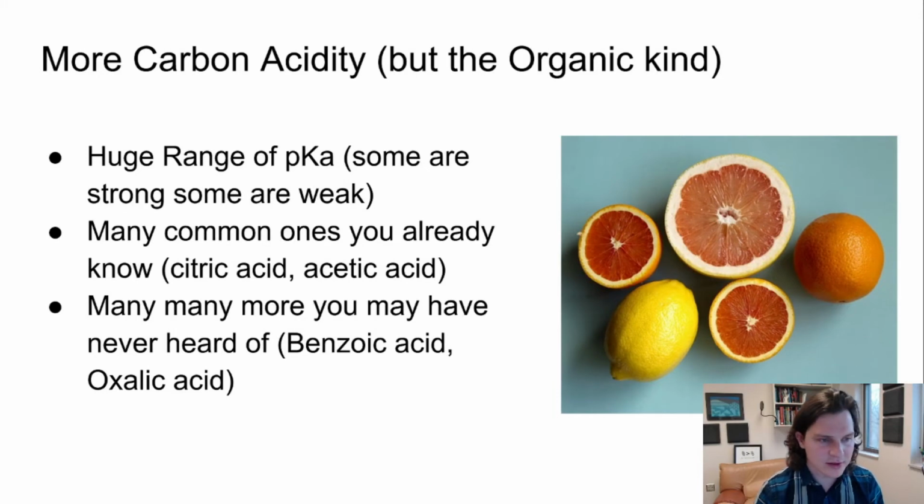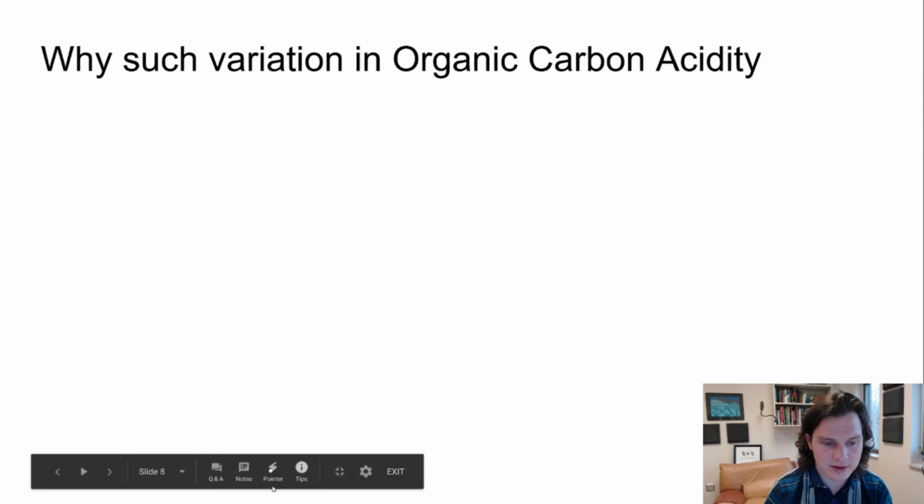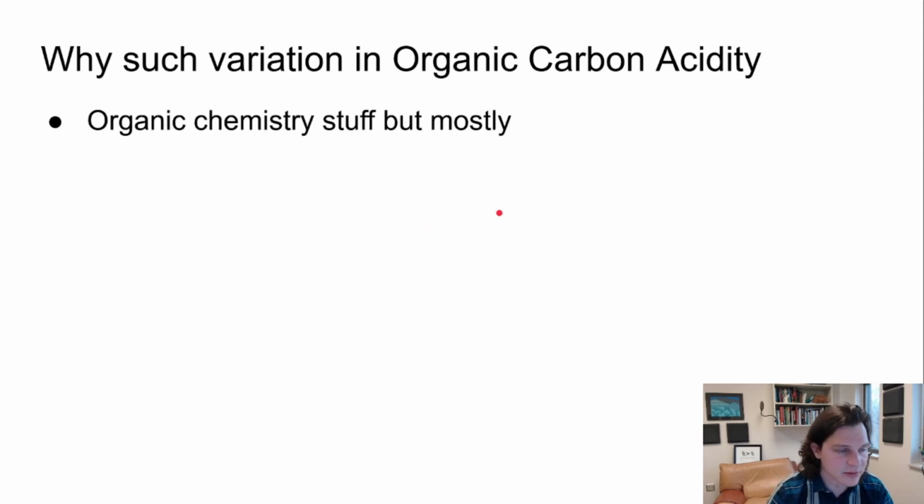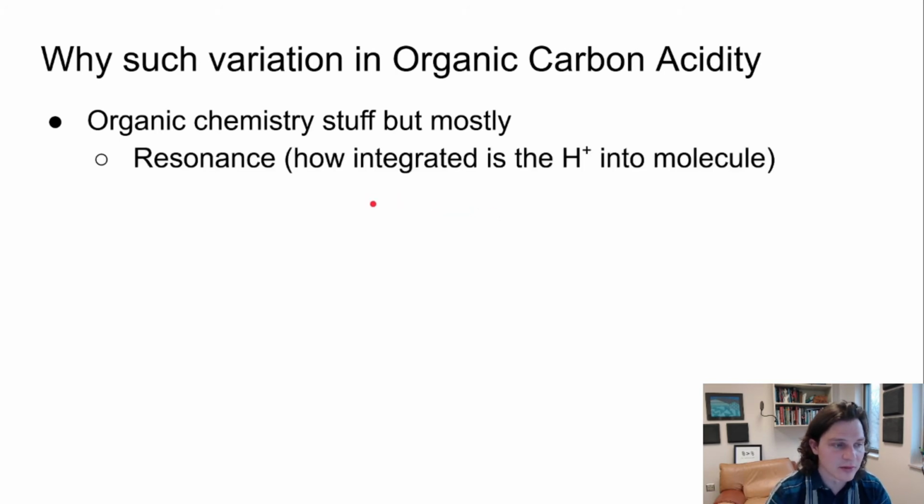So we might ask ourselves, why is there such a huge range of these pKa's? Why is there such a range of acidity in organic compounds? This answer is mostly a lot of organic chemistry stuff that we're not going to go into detail on, but basically you can think about acidity in organic compounds with resonance control as a major part.